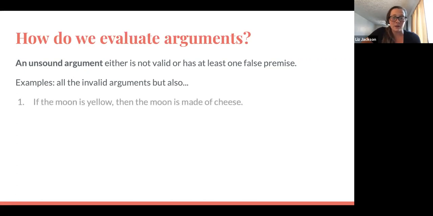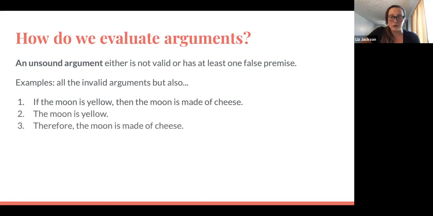But here's some other examples. If the moon is yellow, then the moon is made of cheese. The moon is yellow, therefore the moon is made of cheese. And notice that in this argument, the premises do support the conclusion. If the premises are true, the conclusion is true. But the premises are false. So this is an unsound argument, not because it's not valid, but because it has false premises. So there's basically two ways an argument could be unsound.